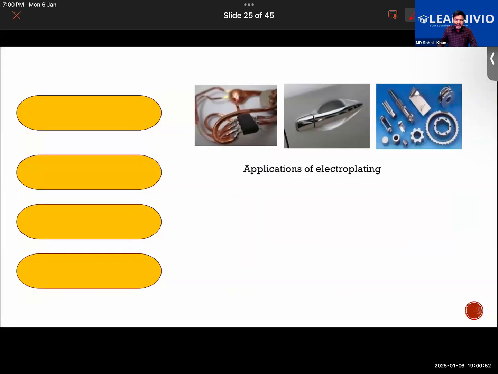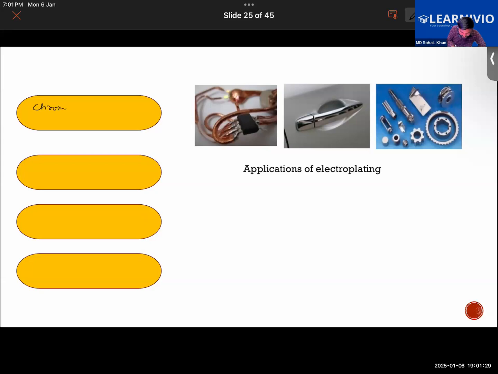You must have seen how bathroom taps have a shiny appearance, right? The parts of the car, like this door handle, are very shiny. They are basically covered with a chromium coating. Chromium is a very expensive metal, so the whole material will not be made of chromium. Just a thin layer of chromium coating is applied over a cheap metal.